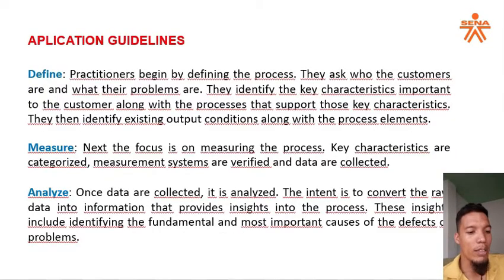Application guidelines. Define: practitioners begin by defining the process. They ask who the consumers are and what their problems are. They identify the key characteristics important to the customer, and the processes that support those key characteristics. They then identify existing output or conditions, and the process elements.